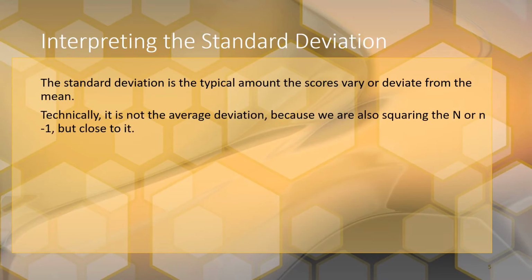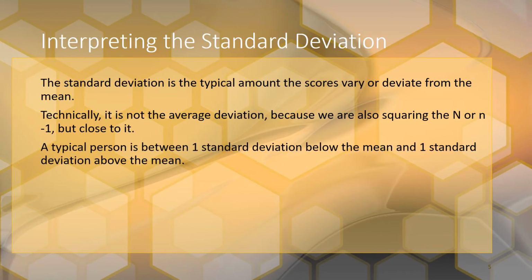Technically, it is not the average deviation, because we are also scoring the n or the n minus 1, but it's close to it. When we take the square root of variance, we're square rooting the top of the formula to get rid of the squares, but in the process, we're also taking the square root of the n or the n minus 1. So technically, it's not the average deviation, but it's close to it. You can think of standard deviation as almost the average amount of deviation from the mean. Close, but not all the way.